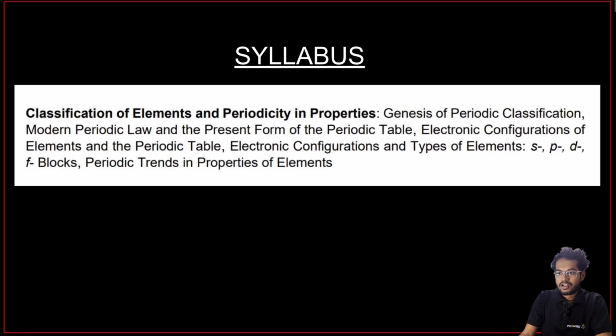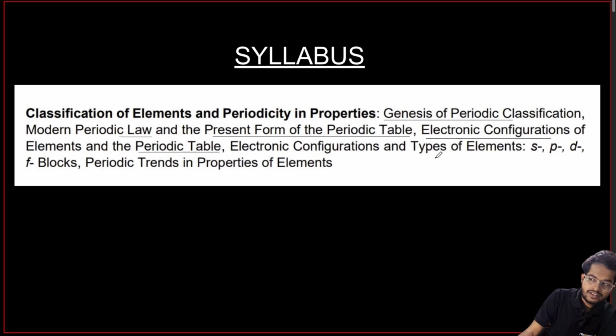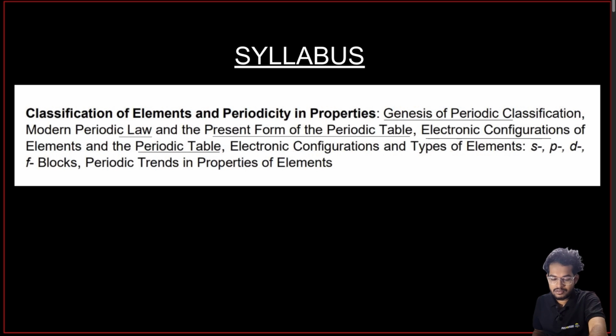So first we check our syllabus. There is the genesis of periodic classification, modern periodic law, present form of the periodic table, electronic configurations, periodic table and the types of elements as s, p, d, f block, periodic trends and properties in elements. I took all the materials I am going to use in this lecture from NCERT. You can just look for it, and I will start from the genesis of periodic classification.